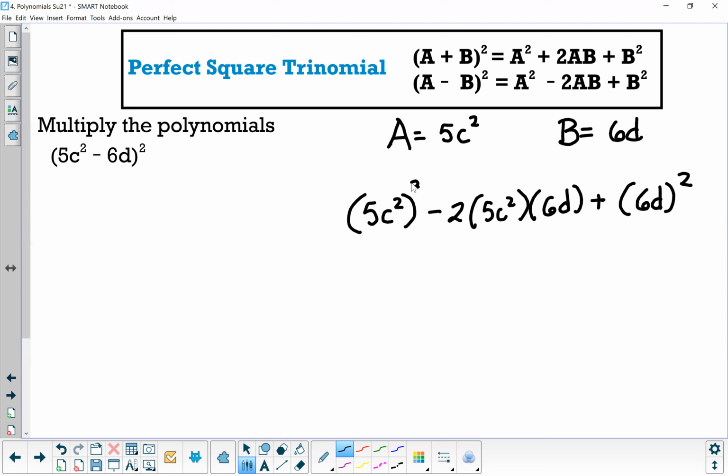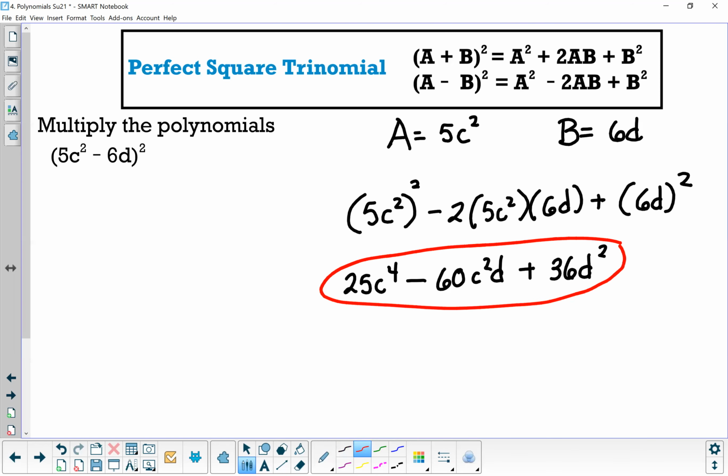All right, so now if we simplify this, when we square 5c squared, we get 25c to the fourth, minus 2 times 5 is 10, and then 10 times 6 is 60, and then we have c squared d, plus squaring 6d, so we get 36d squared. All right, and so this should match what we got previously. All right, and it does. So you can do them either way. It's just that you're not going to be given these formulas when you're taking your tests and your exams. You would have to memorize them. So it's actually less work to just remember how to multiply as opposed to trying to keep all these different formulas in your head.